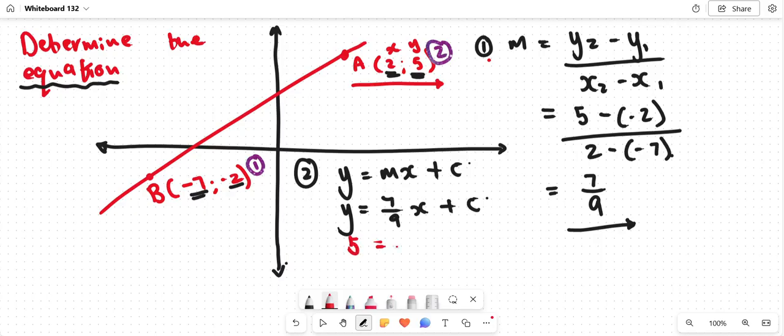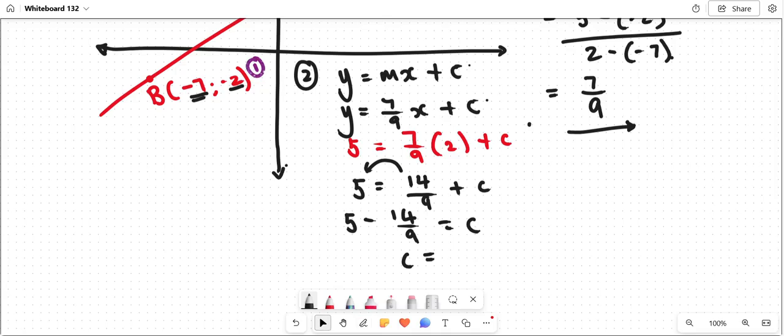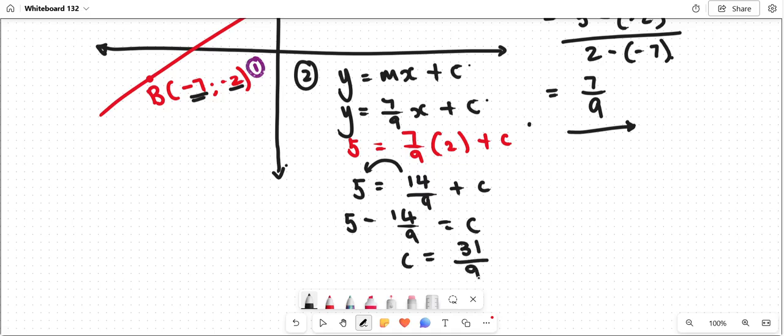So the 5 goes that side, and my X of 2 goes that side. So make sure you're substituting correctly. Then this guy you could just solve, evaluate. 5 is equal to, that will be a 14 over 9. And if you take that 14 over 9 to the other side, it subtracts. And so C is technically equal to 31 over 9.